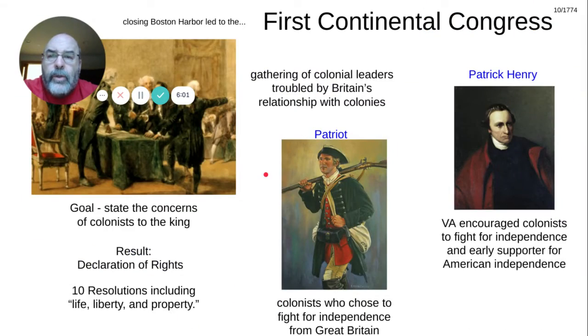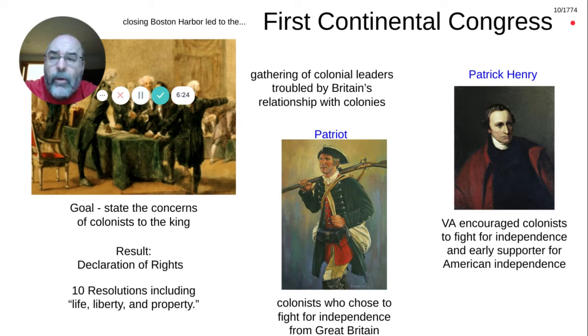that we're going to send this information to the king. We're going to send the Declaration of Rights. The colonists are going to send the concept of, hey, the colonists are still British. These are the 10 things we want. And they decide that they're going to come back in 1775, so the next year, depending on what the king says.